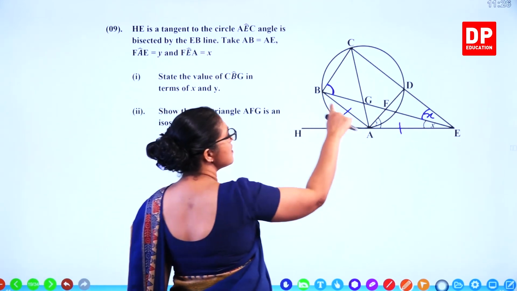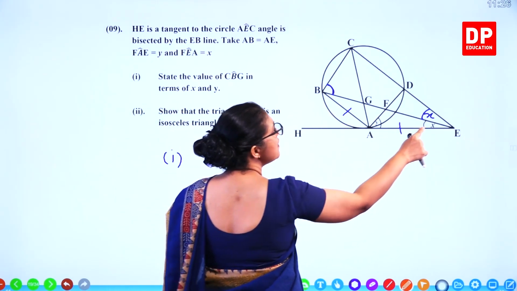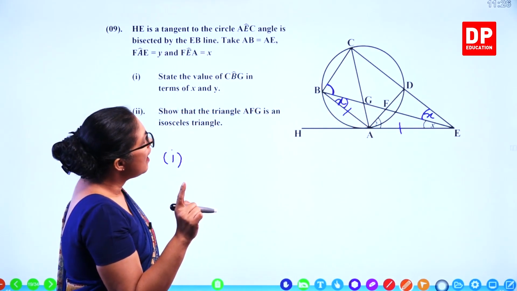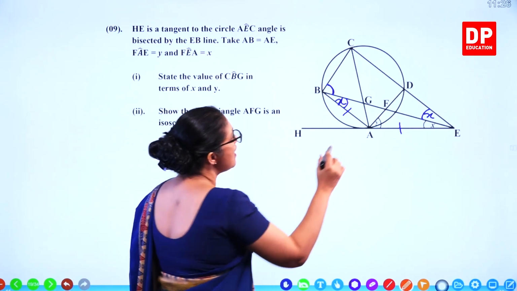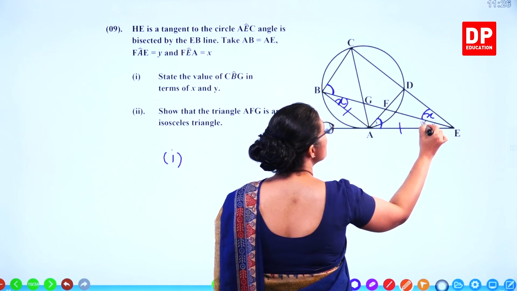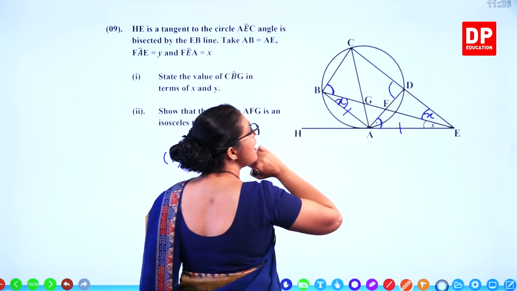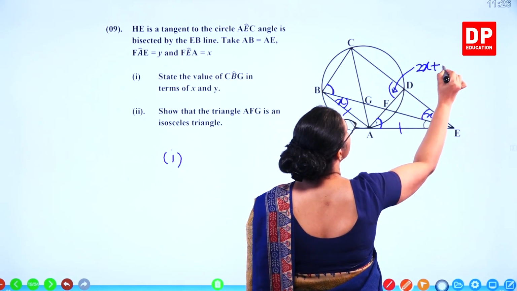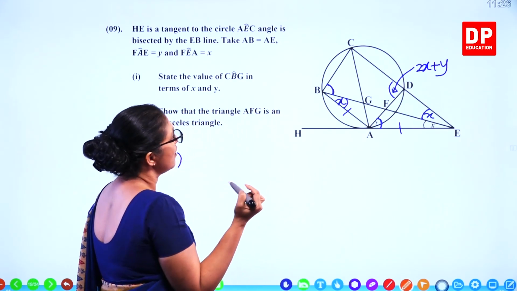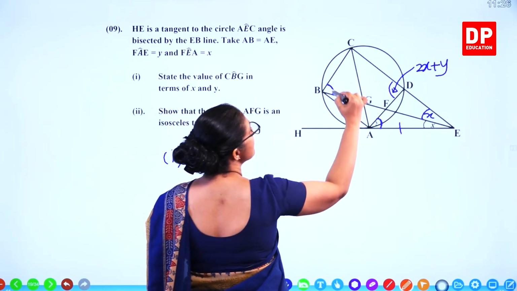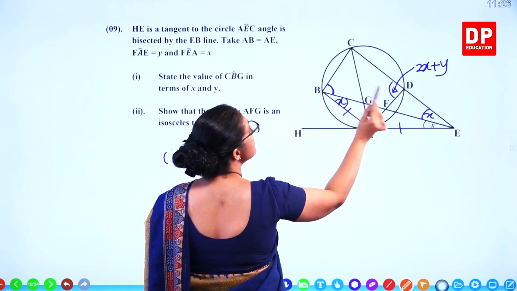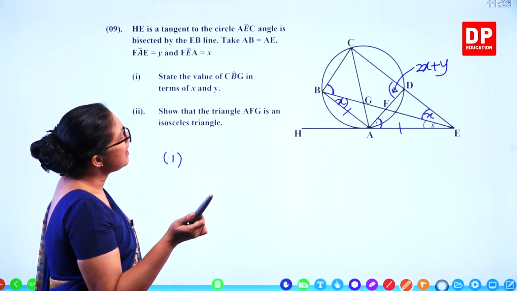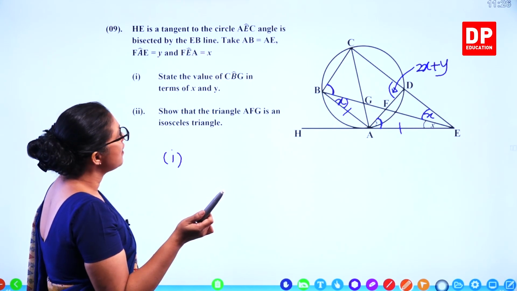Now look carefully. This is triangle ABE. If this is x, this is also x. That's an isosceles triangle. And then what else can we say? This y and this x and x, 2x, you get this exterior angle. So what's this angle? 2x plus y. Then this is a cyclic quadrilateral. The sum of opposite angles of a cyclic quadrilateral is 180. So you can easily find out that angle.